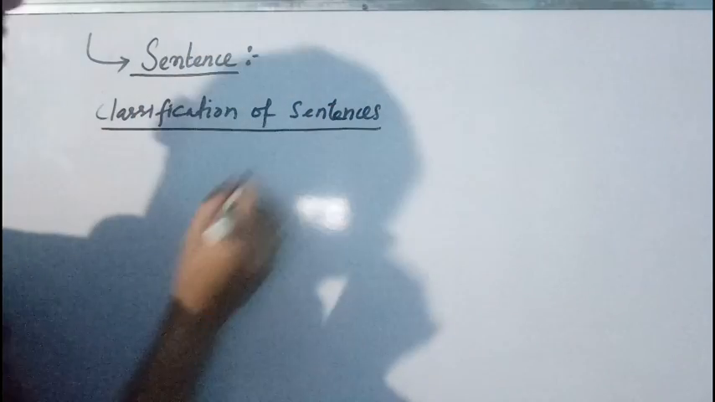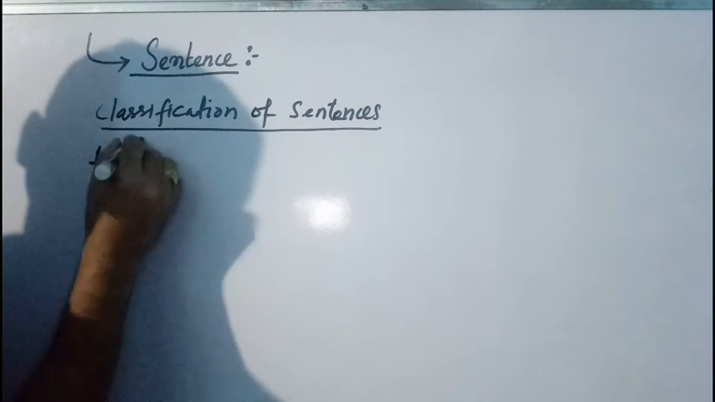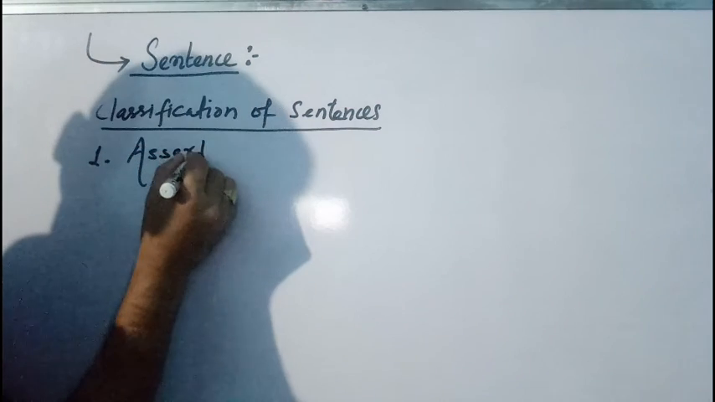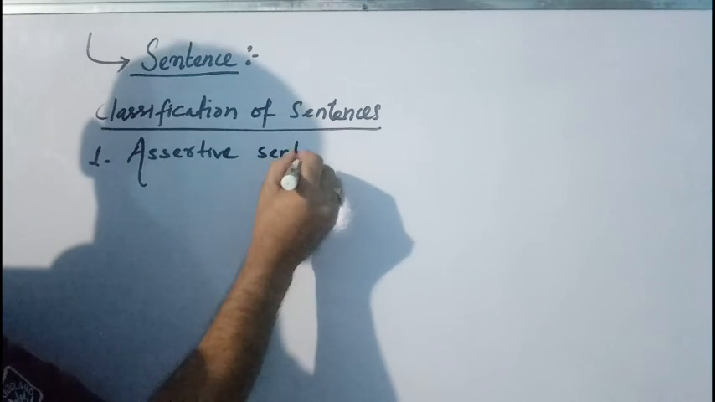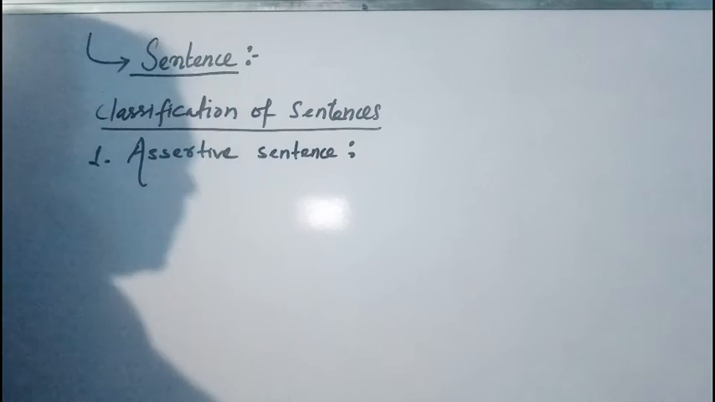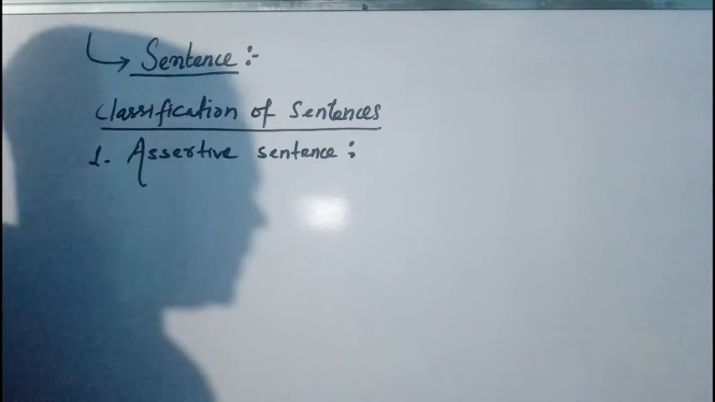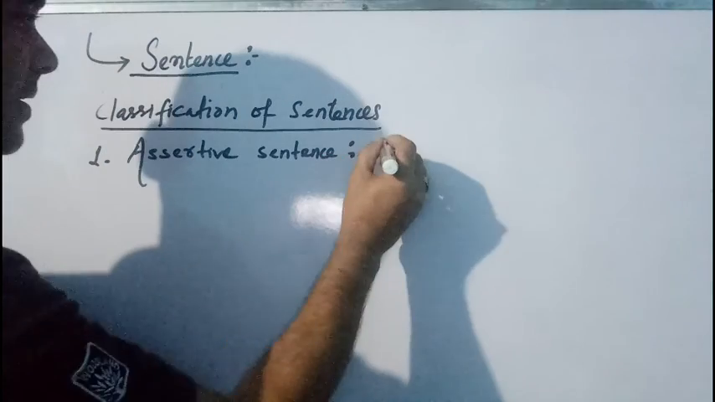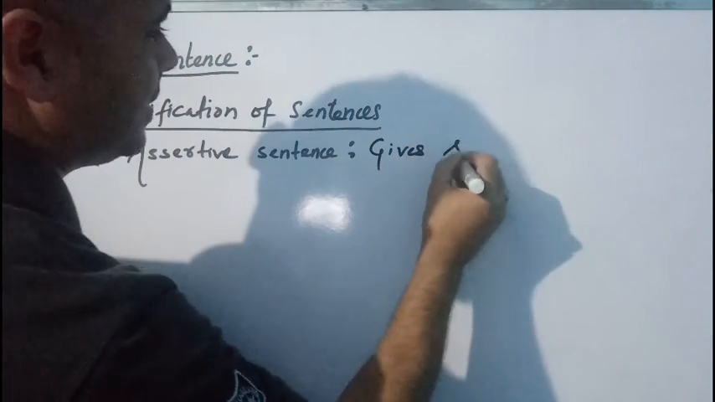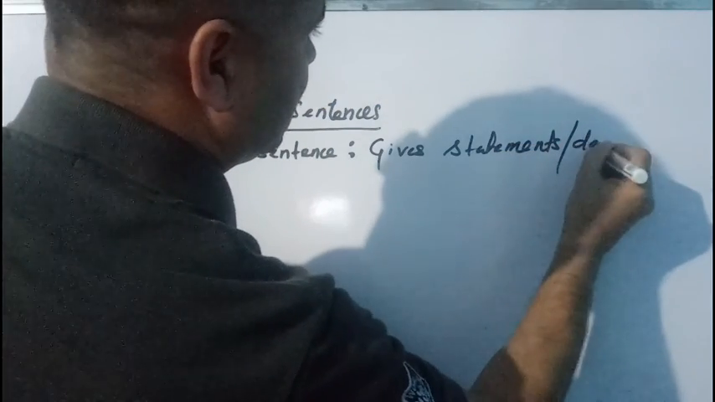So sentences are classified, and the first is called what? Assertive sentence. Now, what are assertive sentences? These sentences basically give a statement or declaration, right?